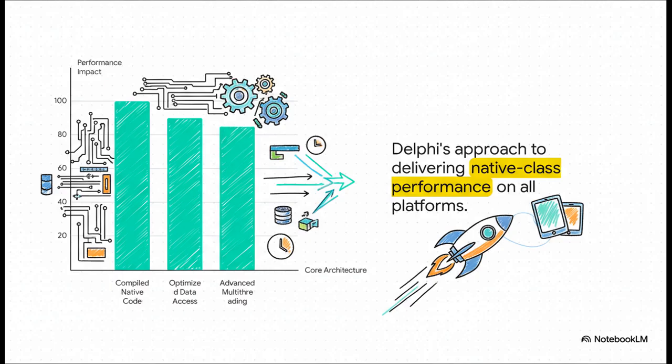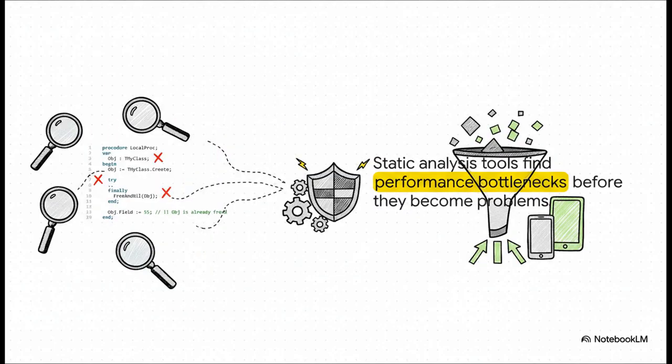Second, it uses super fast frameworks like FireDAC for optimized data access. And third, it has great multi-threading support, so you can push heavy tasks to the background and keep your UI perfectly smooth. And it's not just the compiler. The whole ecosystem is built for performance. Think about tools like this one, Pascal Analyzer. It's like having a code inspector looking over your shoulder. It scans your code and flags potential memory leaks or slowdowns before they ever become a real problem. It's all about building quality in from the start.